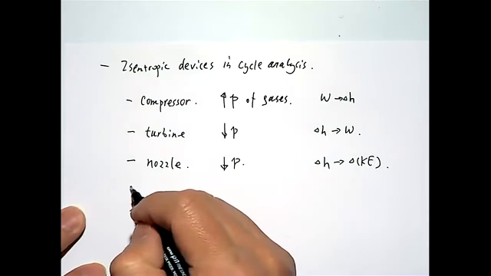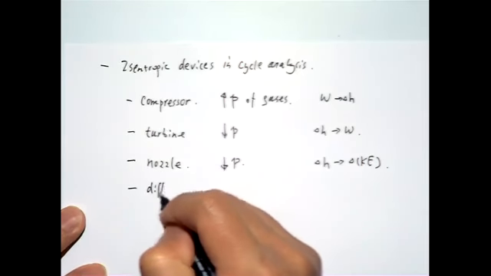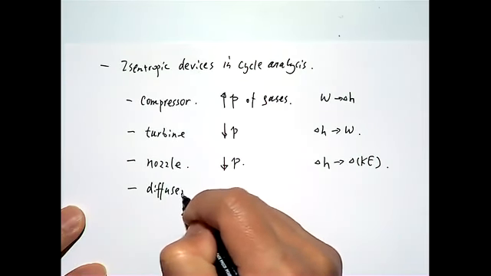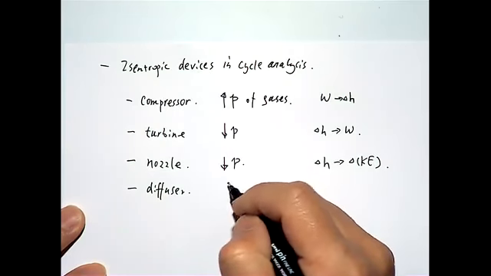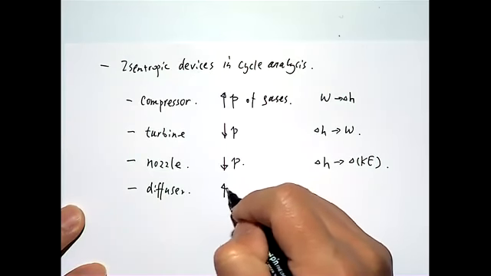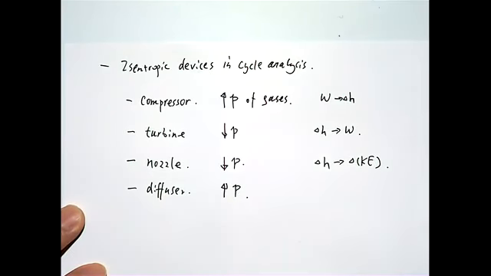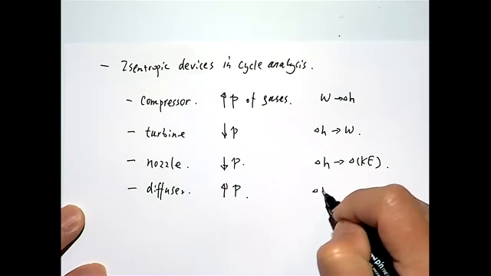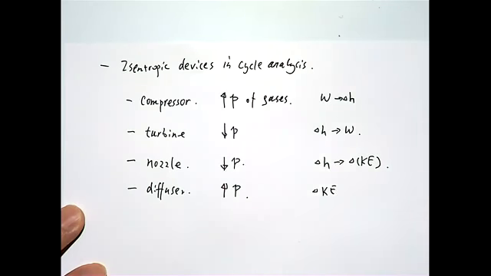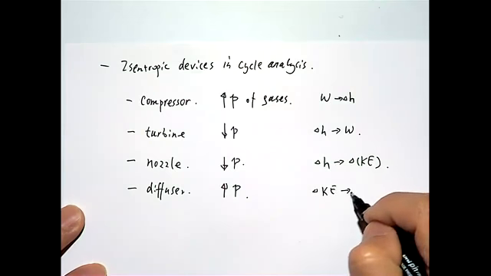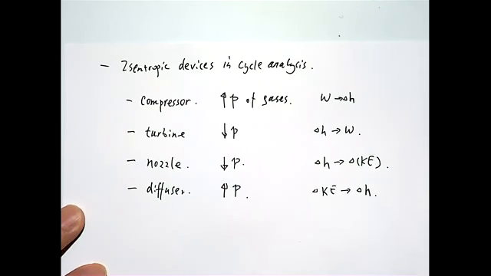And the opposite to it is called the diffuser. The diffuser is something which is used to raise the pressure. There you have kinetic energy coming in, high velocity gas coming in, and it is converted to enthalpy.